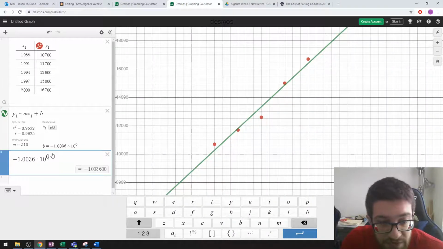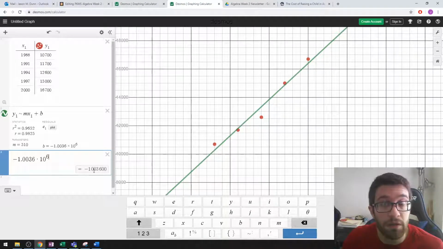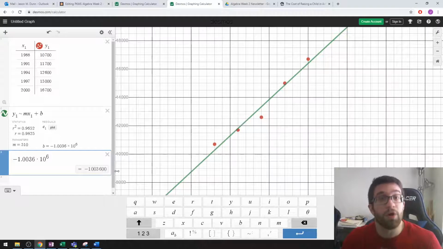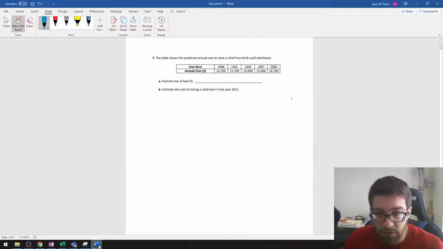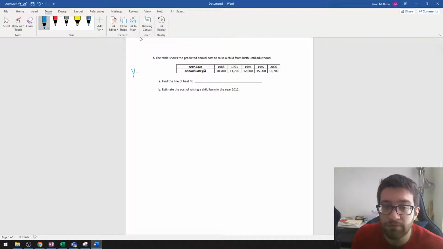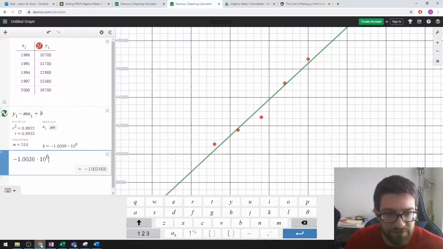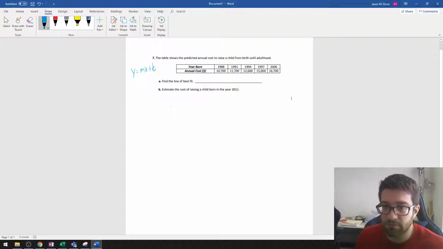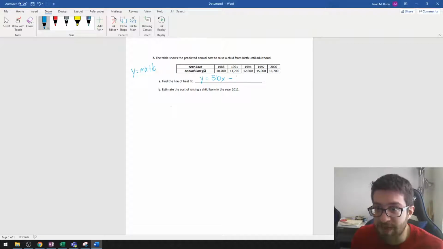So the B value it's giving us here is, interestingly, a negative number. It's negative 1,003,600. So, okay, now let's go back into here, and we can write in the line of best fit. Remember, that's a y equals mx plus b line, where our m value was 510. And because the b value was negative, we're going to say negative 1,003,600. It's our line of best fit.